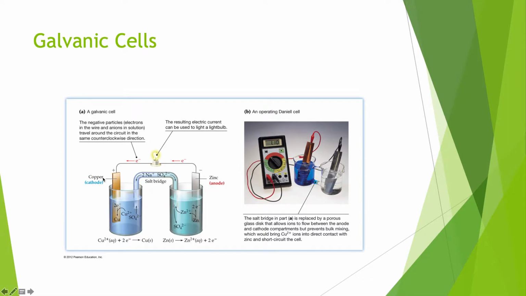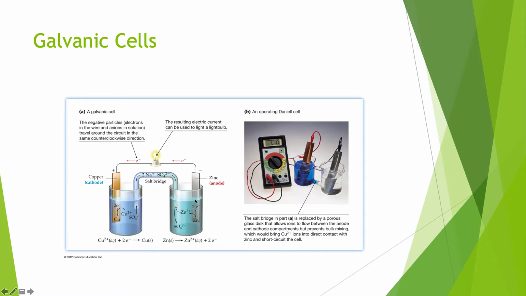We see here on the left half of the cell that's imaged, we have a copper strip of wire, and in solution we have copper 2 plus. What's happening is this copper 2 plus is using two electrons that are coming from the other half of the cell to get reduced into copper metal, and it deposits itself onto this copper strip of wire.